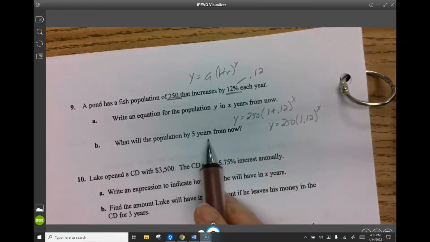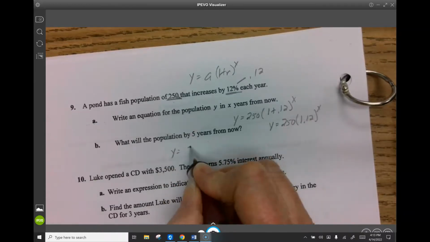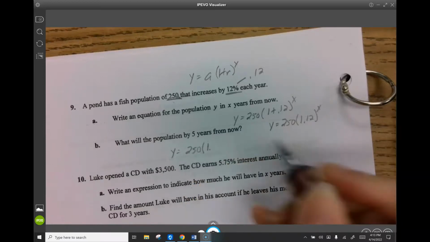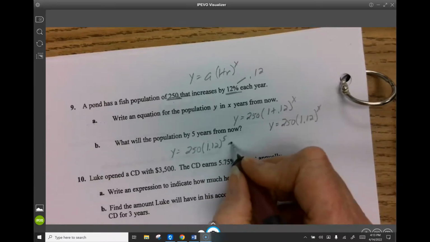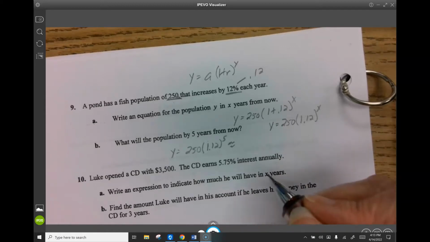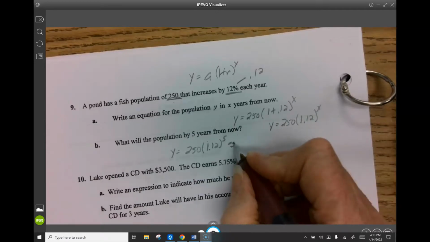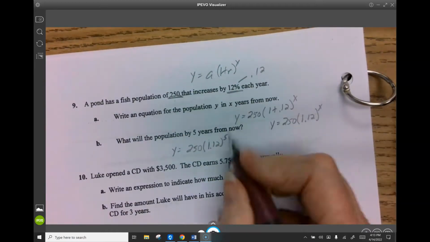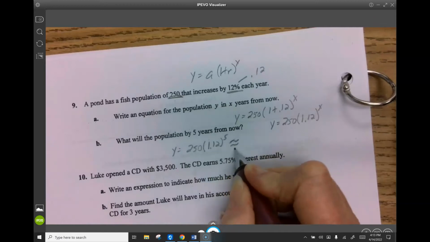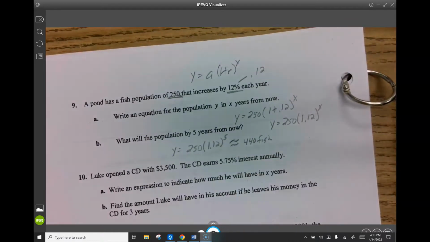What will the population be in 5 years from now? So what are you going to do with that? Exactly, plug 5 in here. So y is equal to 250 times 1.12 to the 5th power. Pull out your calculator, and you're going to get a number that you're probably going to want to round. And think about it: fish. Can you have a portion of a fish? Well, that's gross, but yes, you can. But we're going to look at whole fish. And we're going to say that it's approximately, and these little symbols right here, they're like wavy equal signs, that means approximately 440 fish. Okay? And you'll do number 10.